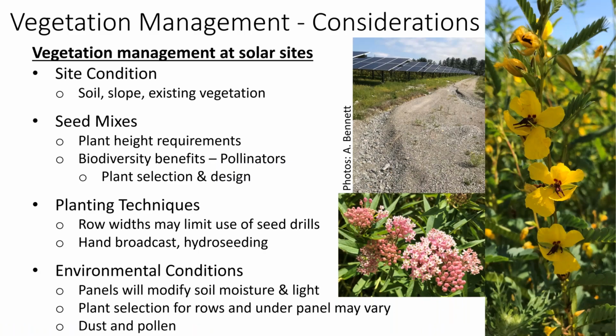So when you're thinking about your vegetation at your particular site, there are some considerations. The first is the site conditions. What type of soil do you have? Do you have sloping at your site? And do you have existing vegetation? This will affect the type of seed mix you're going to want to select, as well as site preparation strategies, so the steps you want to take before you actually do any planting.